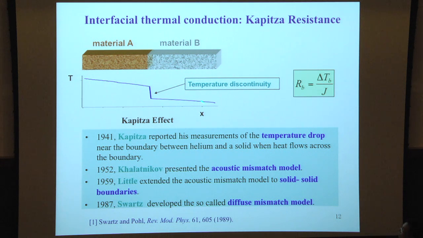When we measure the temperature profile along the system, we will find there's a temperature discontinuity, or temperature drop, at the interface. This topic comes from the study of Kapitza on the boundary between helium and a solid. Theoretically, there are two main phenomenological models: the acoustic mismatch model and the diffuse mismatch model. Those models are, to some extent, only suitable for macroscopic systems.